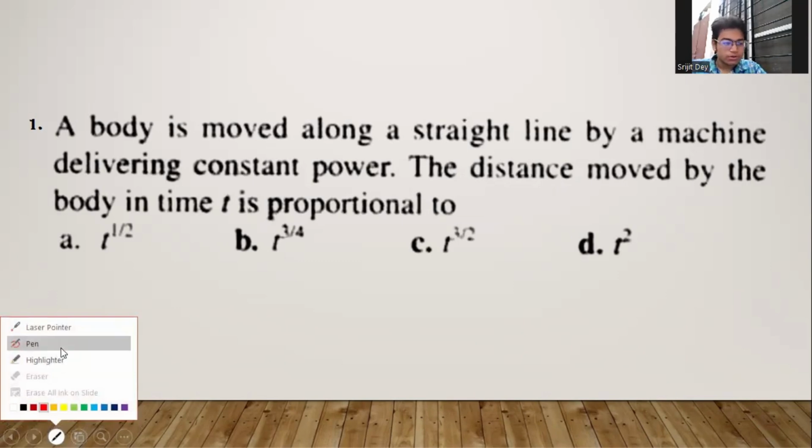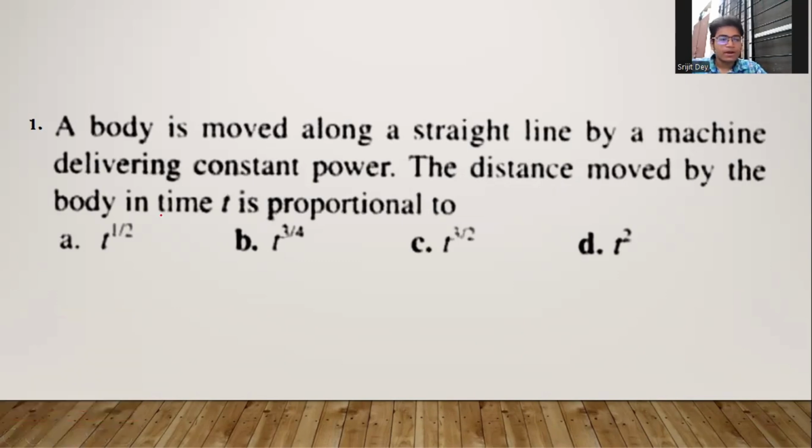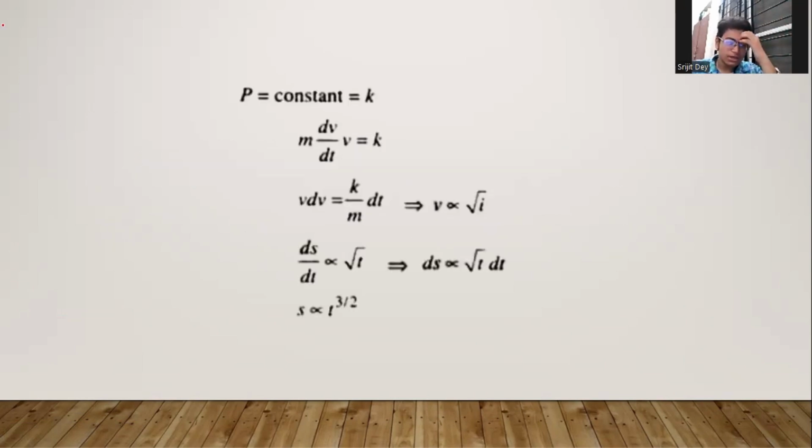All that you need to do is: a power is being given by a machine, a constant power. Now you have to find out the proportionality between S and T. So this is very simple. Now you can go and see the solution. Then your power is constant. Power is work by time. That is your work upon time.